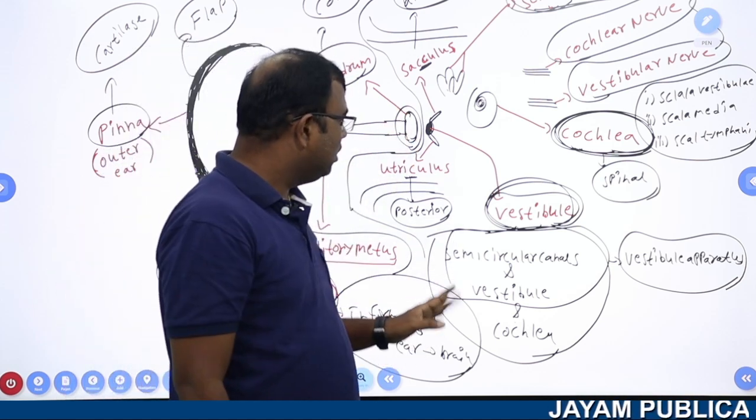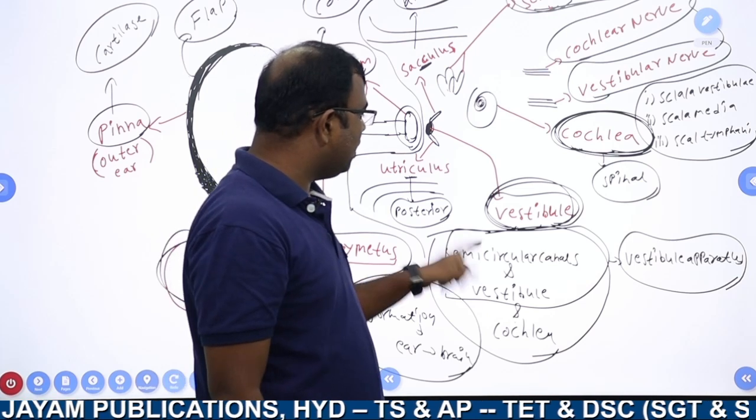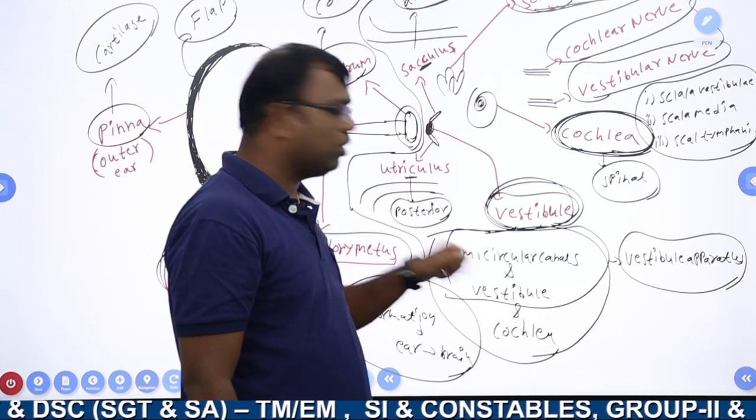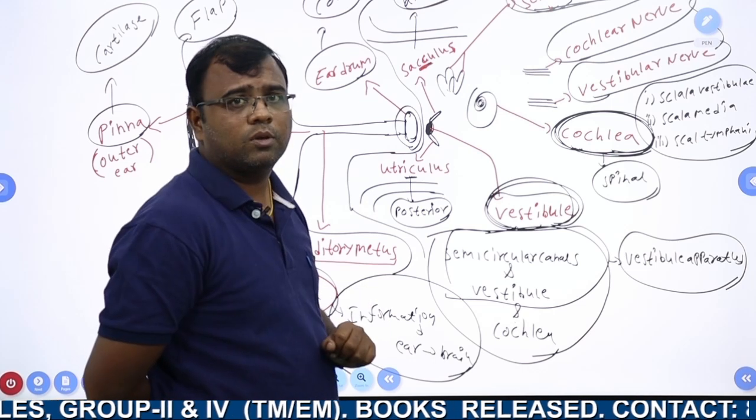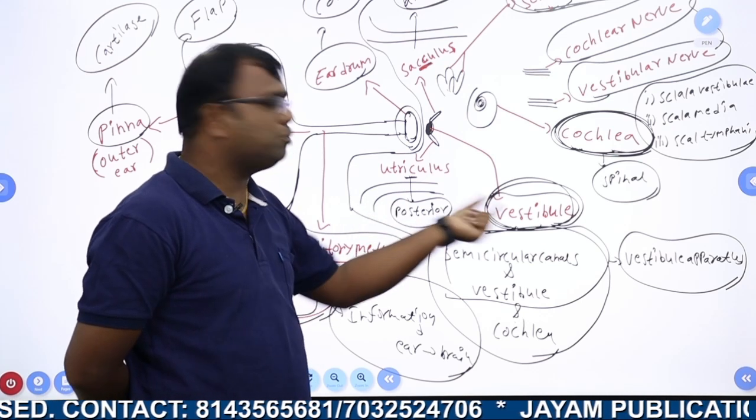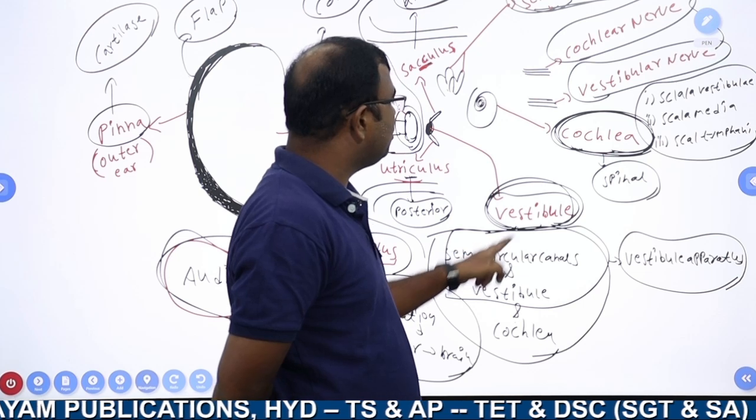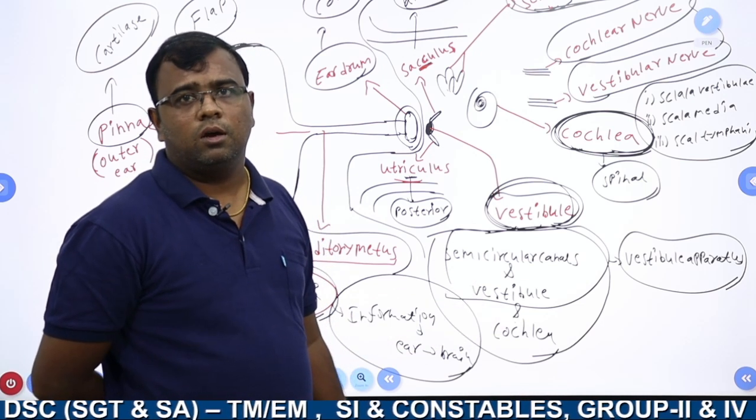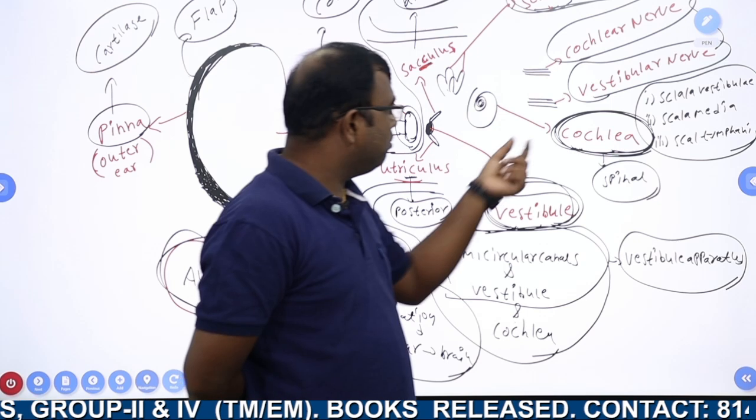The inner ear has semicircular canals, vestibuli and cochlea. Next, the anterior part of the vestibuli is also called sacculus. Next, the posterior part of the vestibuli is also called utriculus. Next, the vestibuli and semicircular canals together form the vestibular apparatus. What is the function of the vestibular apparatus? Its function is to maintain the body equilibrium. And next part goes to the cochlea.